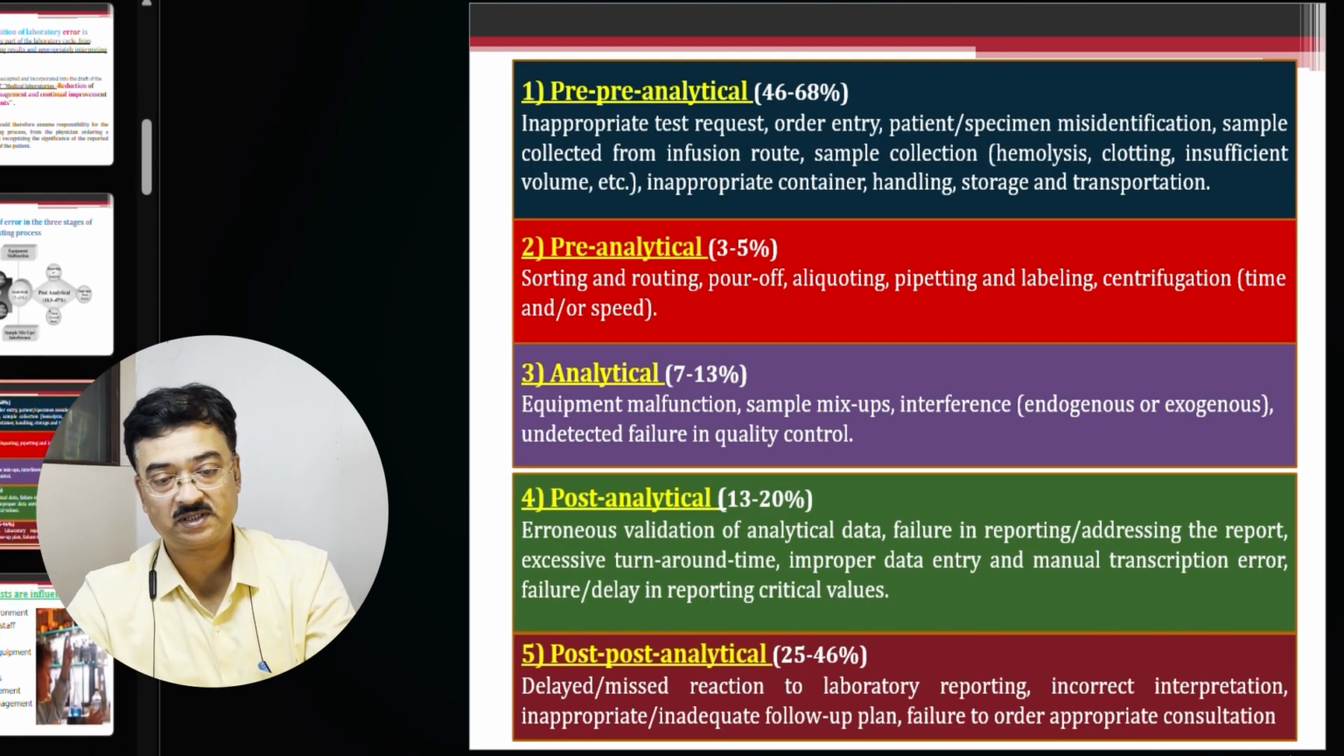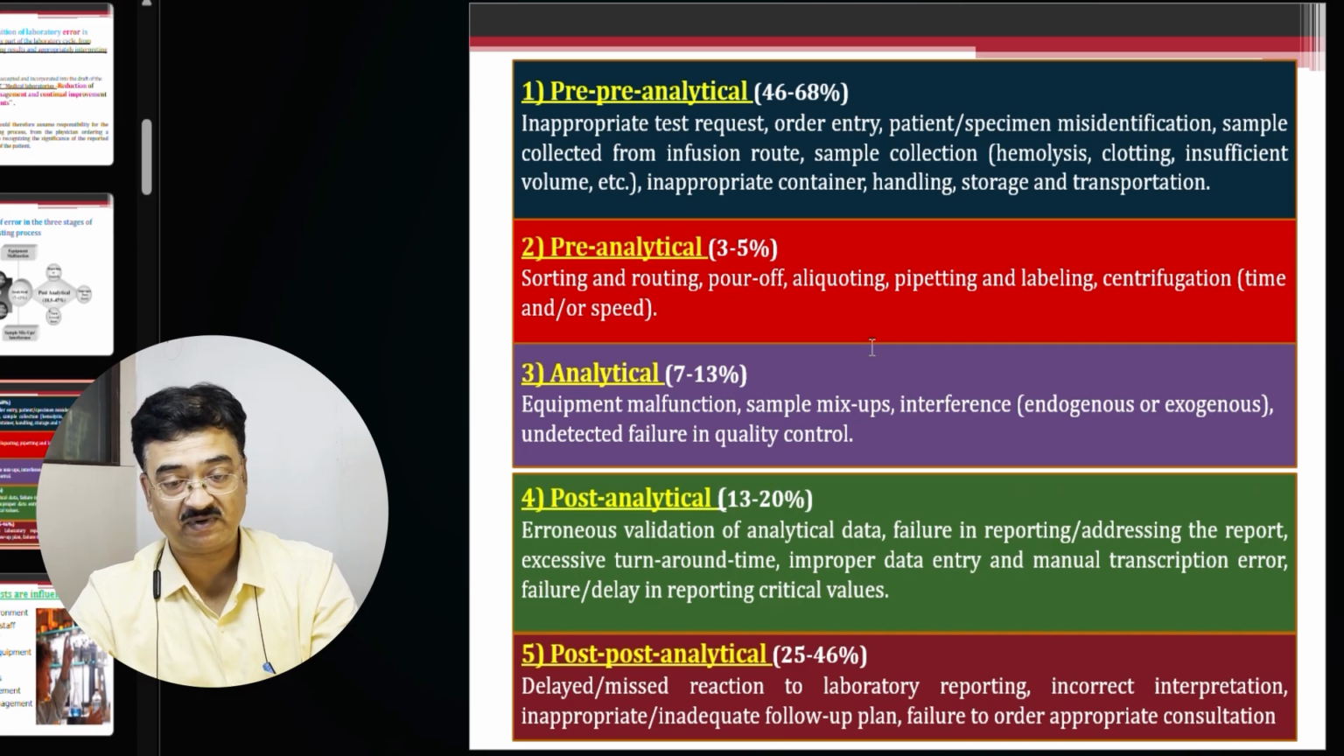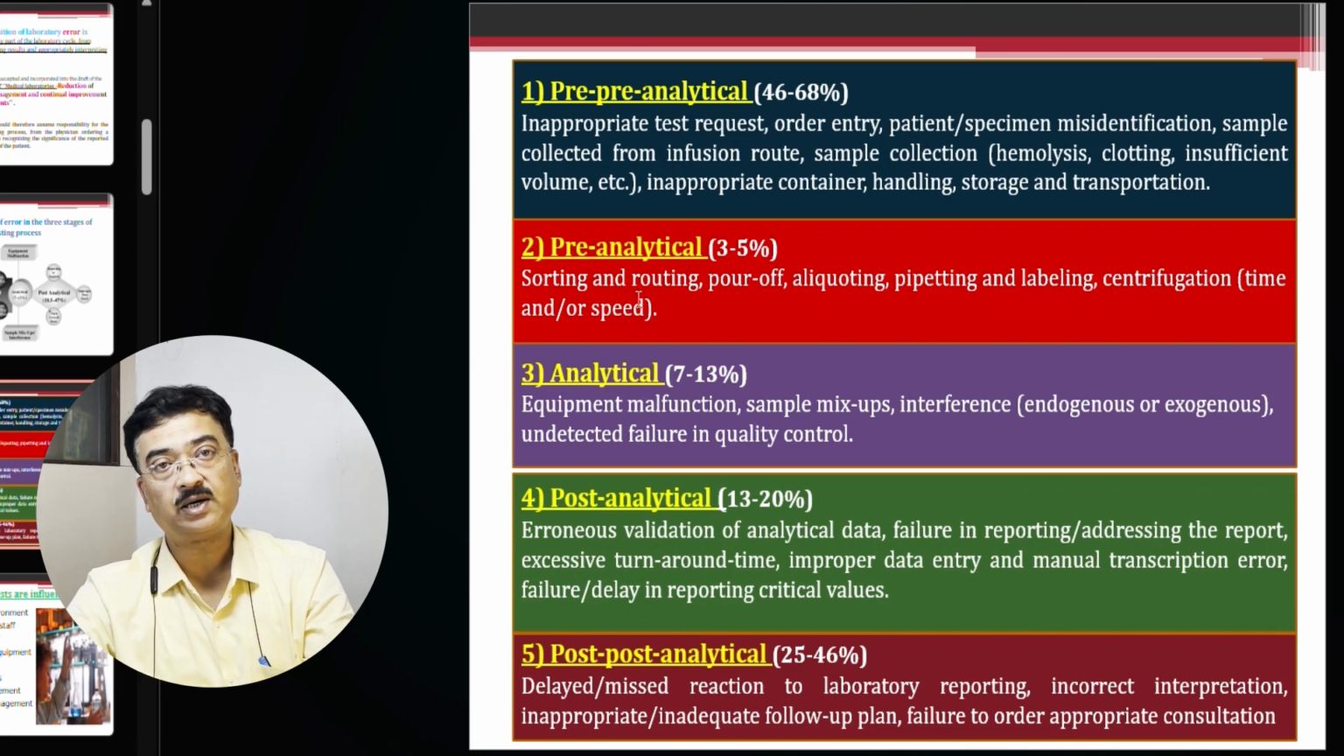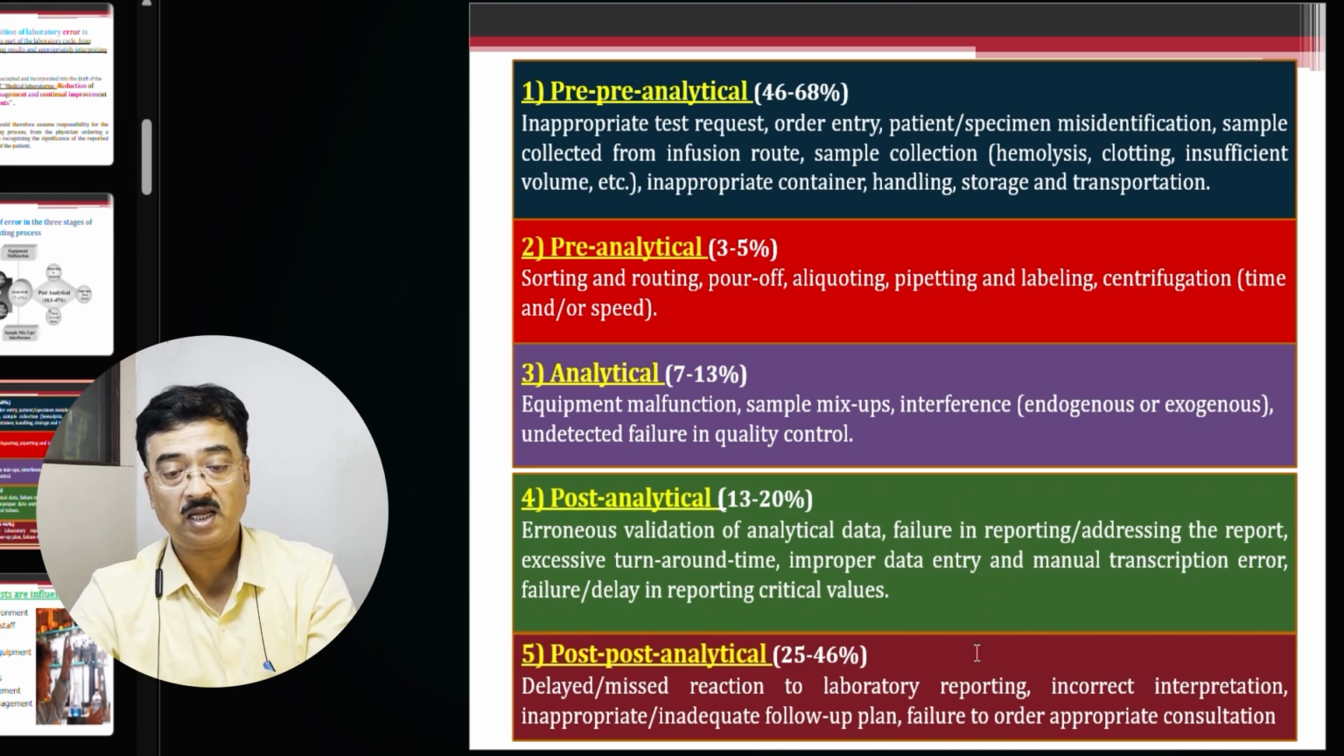Some examples of pre-analytical errors are inappropriate test request, order entry errors, patient misidentification, and sample collected from the infusion route. Sometimes there are different problems in sorting. Patient sample sorting, pipetting, and centrifugation can lead to pre-analytical error. Analytical error occurs when there is equipment malfunction or sample mix-ups. In the post-analytical phase, there can be lots of things like reporting problems, delayed turnaround time, and delay in critical result interpretation. They all come under post-analytical error.